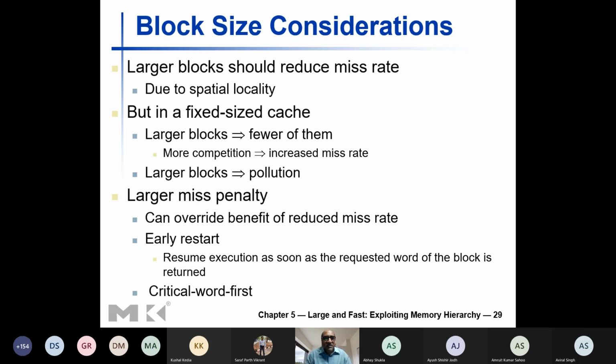Otherwise, if the block is smaller, even if you bring in some block and the information is not useful, the unnecessary information in the cache will be less in size. But if the block size is large, it leads to pollution. That means the data in the cache is not used most of the time.